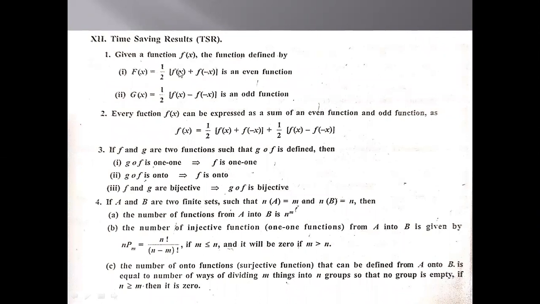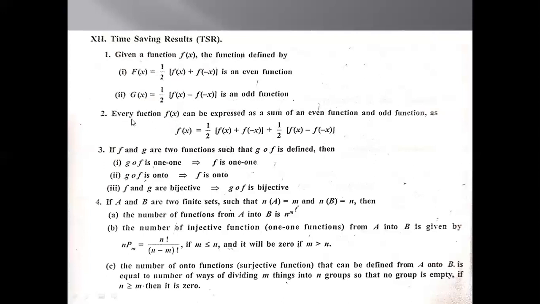Given a function f of x, the function defined by f of x is equal to 1 by 2 into f of x plus f of minus x is an even function. Remember this. Second one, g of x is equal to 1 by 2 into f of x minus f of minus x, the difference of these two functions, is an odd function.